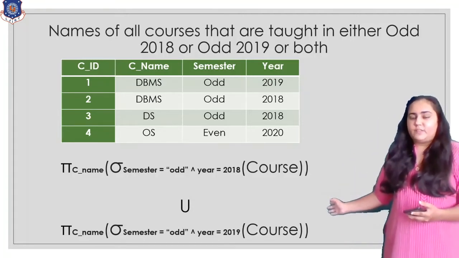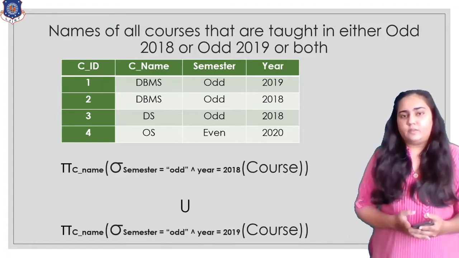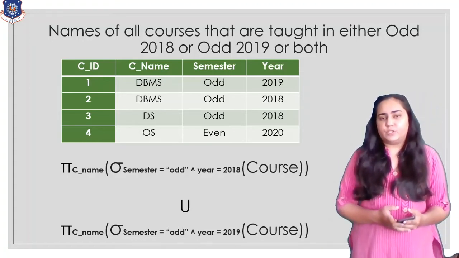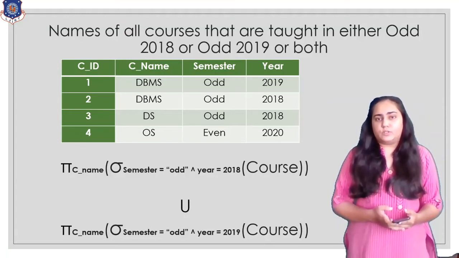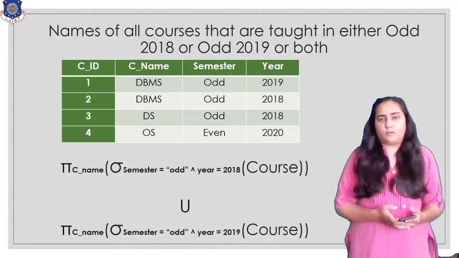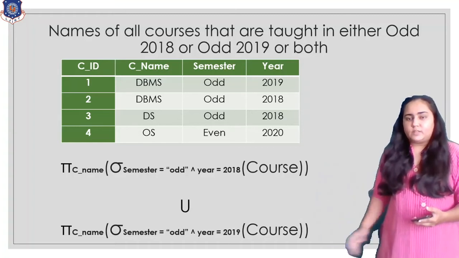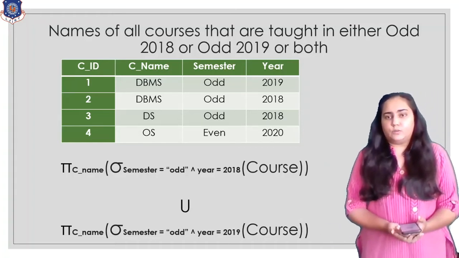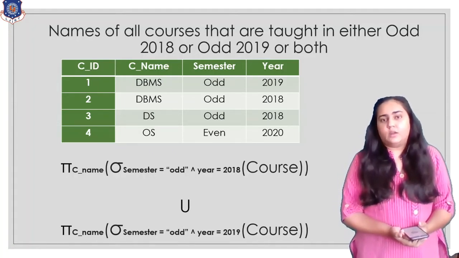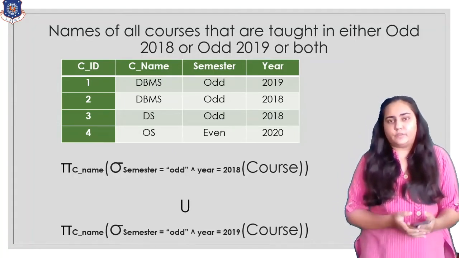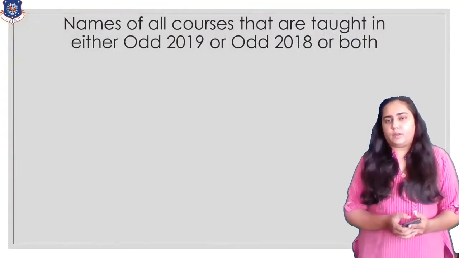Now, notice the query that's right here below. It is the same as the query above. The only difference is the year has been changed from 2018 to 2019 to fetch courses taught in the odd semester of 2019. And then between these two queries, there is a union operation which has been applied. This union operation will fetch for me the combination of these two. So, let's just see how that works in practice.